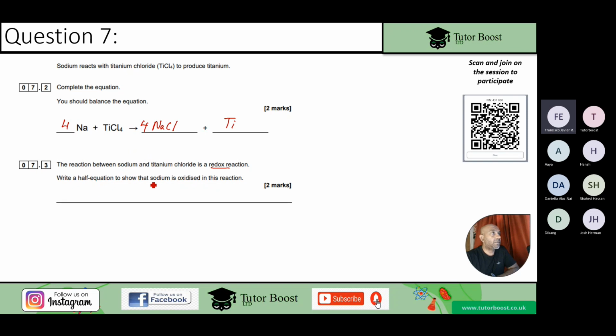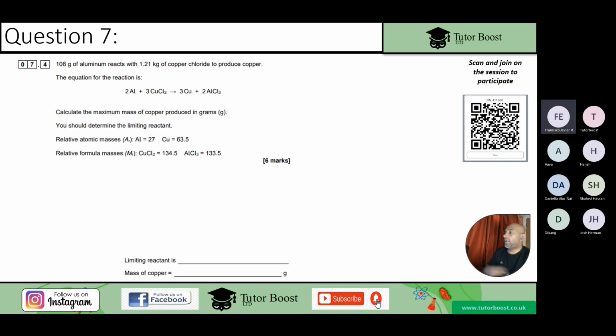Write a half equation to show that sodium is oxidized. So you're referring to the sodium. So sodium is starting off as a solid. It's changing to an ion, which is Na plus, right? That would mean there's an electron that is left behind, or it's removed from sodium to form the sodium ion.